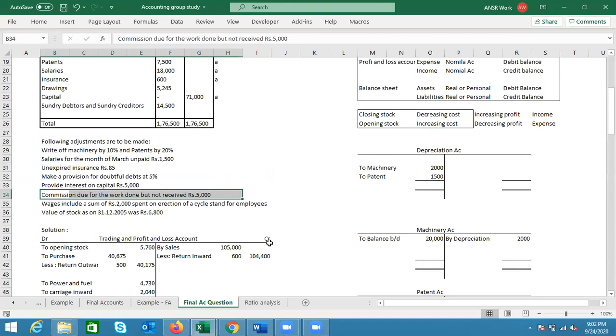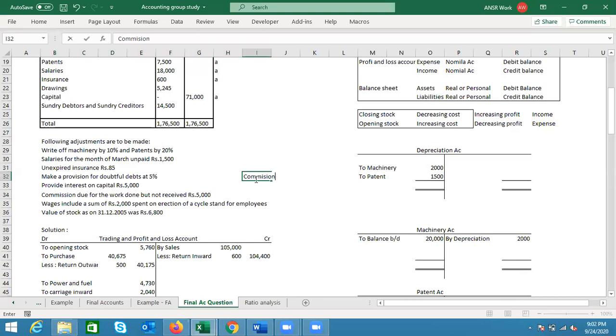Okay. Now let's quickly move to commission due for the work done but not received. The meaning of it is nothing but we have to receive some commission. We have provided some service, we have to receive some commission, but we have not received it yet. Now, we have actually discussed this twice today itself. Now tell me what is the entry for it. Commission account debit to commission receivable account credit. Commission you debited and commission receivable you credited. Okay. Anybody else?